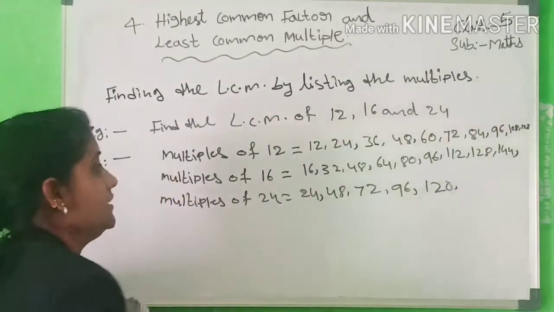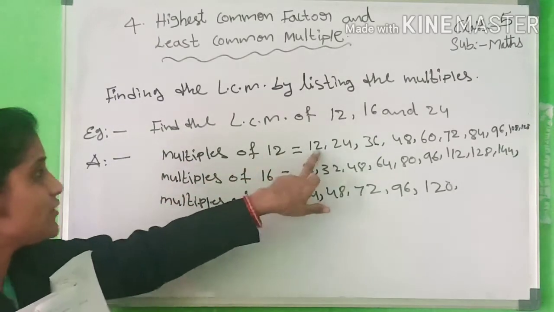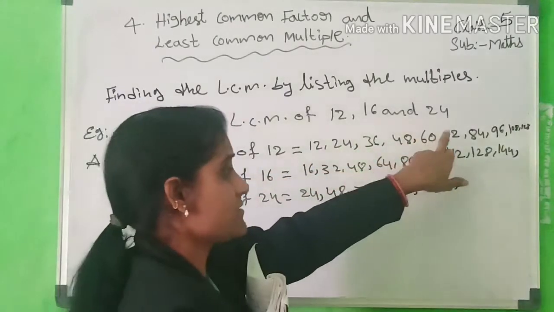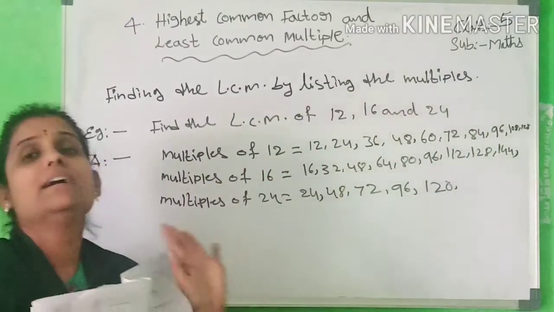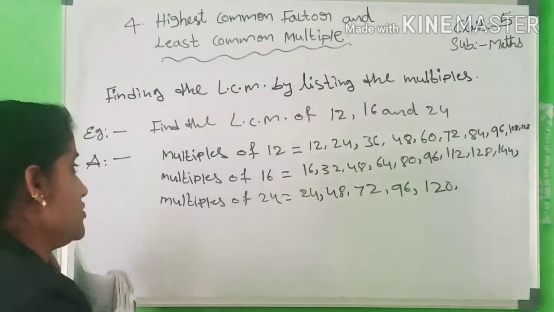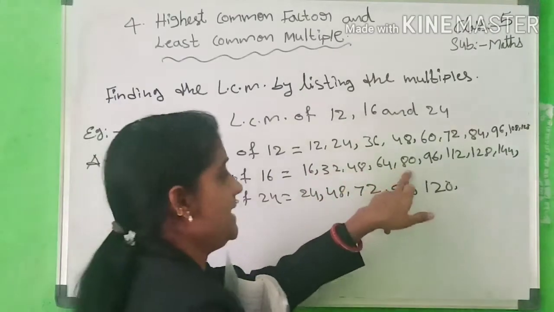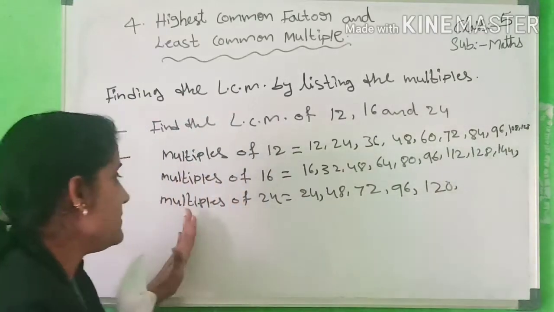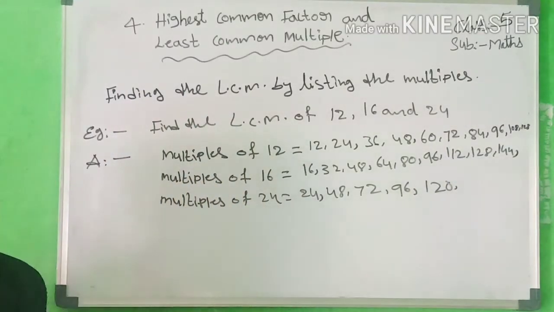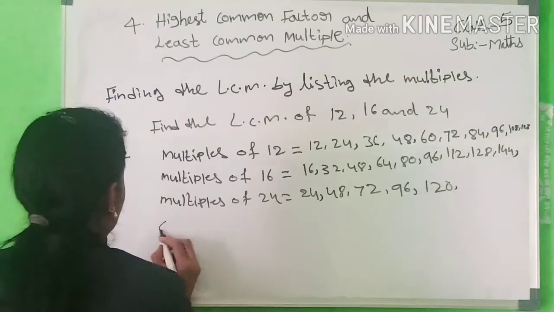Okay children. Now, first of all, multiples of 12. What are the multiples of 12? 12, 24, 36, 48, 60, 72, 84, 96, 108 and 120. Next, multiples of 16: 16, 32, 48, 64, 80, 96, 112, 128 and 144. Then multiples of 24: 24, 48, 72, 96, 120. Now you can find the common multiples.